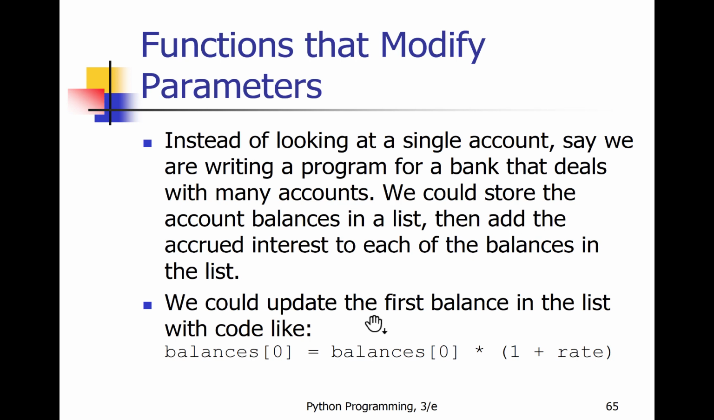Instead of looking at a single account, let's say we're writing a program for a bank that deals with many accounts. We can store the account balances in a list and then add the accrued interest to each of the balances in the list. We could update the first balance in the list with code like balance[0] = balance[0] * (1 + rate). That's an index, the first item on the list.